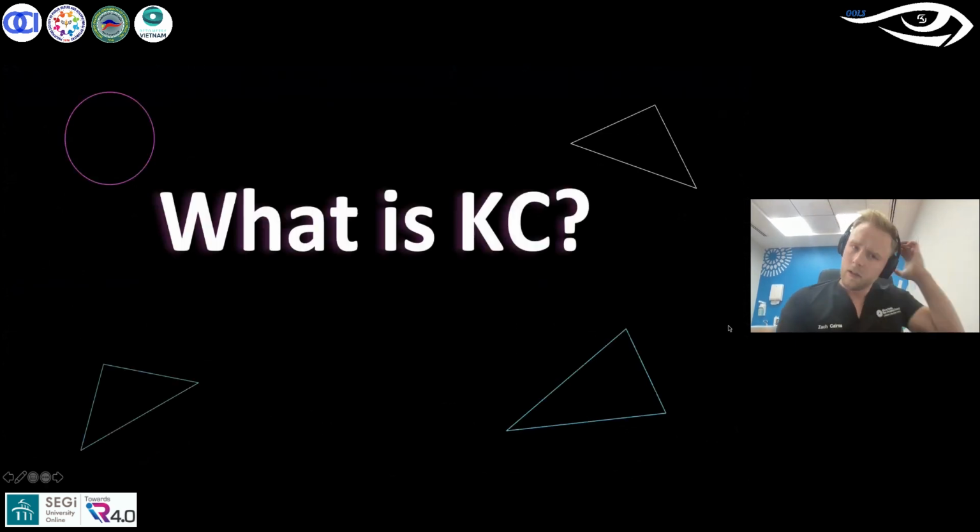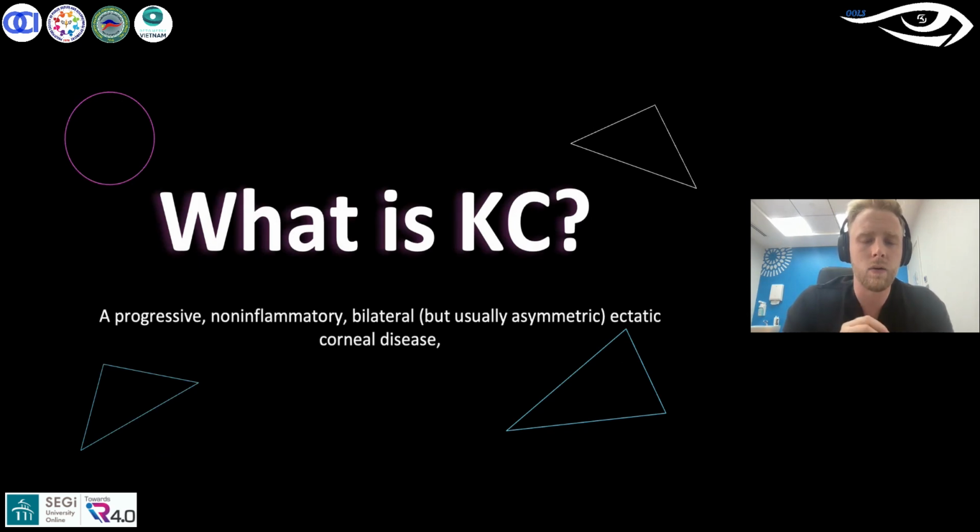So a really good starting point is what is keratoconus. Now, this will probably be a little bit more applicable for the students than those of us that have been practicing a little bit longer. But I think the definition of keratoconus is really important, and this is something that I think a lot of practitioners maybe overlook. So it's a progressive condition.